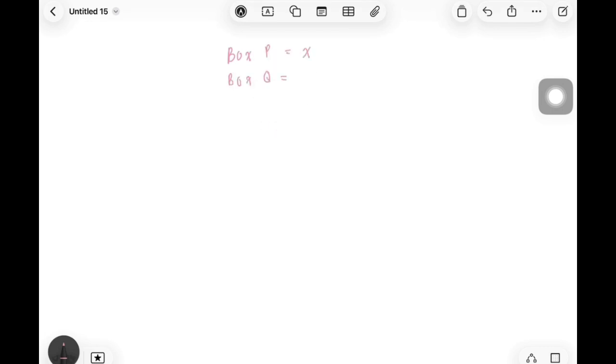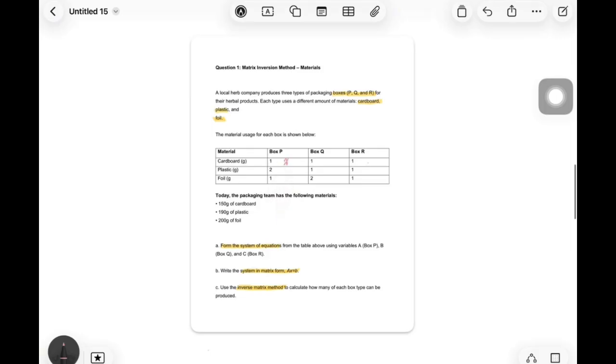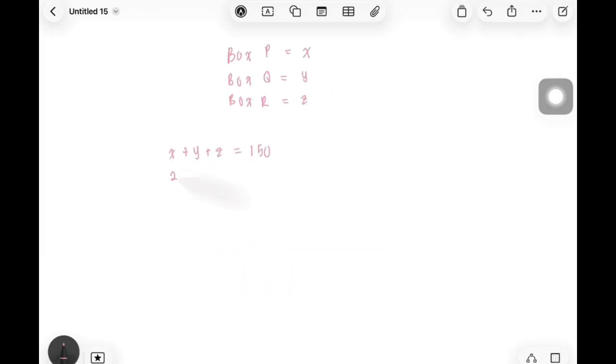Box P represents X, box Q represents Y, and box R represents Z. To know where X, Y, Z are, we have to look at the table. Column 1 is X, column 2 is Y, and column 3 is Z. Cardboard is for equation 1, plastic is for equation 2, and foil is for equation 3.